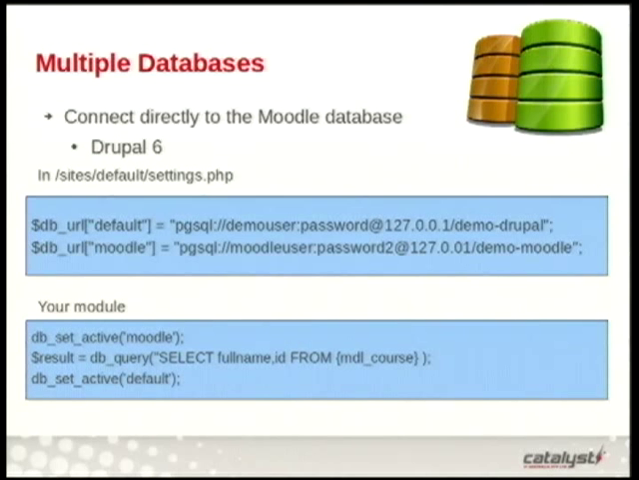So one way we can do this is multiple databases. In Drupal, in our settings.php, we just define two databases. Our top one is just our regular default one, but you can set that up as an array and define the Moodle database as well. And then in your module, you just set the DB active to Moodle and make all your queries.